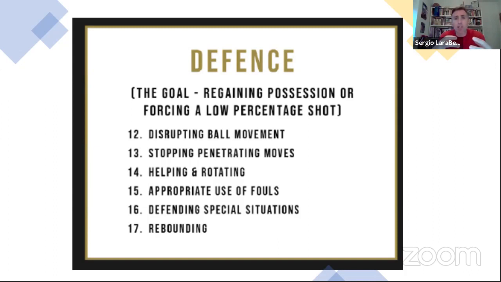Again, on defense, the goal is regaining possession or forcing a low percentage shot. So what do we do? We disrupt the ball movement. We have to stop penetrating moves. We have to help and rotate. We have to use fouls appropriately. We have to be able to defend special situations. Those might be defending a special personnel on the other team, or defending down the shot clock, or defending when you're in the team fouls, things like that, and rebounding. These are things that happen all the time, regardless of what type of defense you play. You have to be able to do these things.